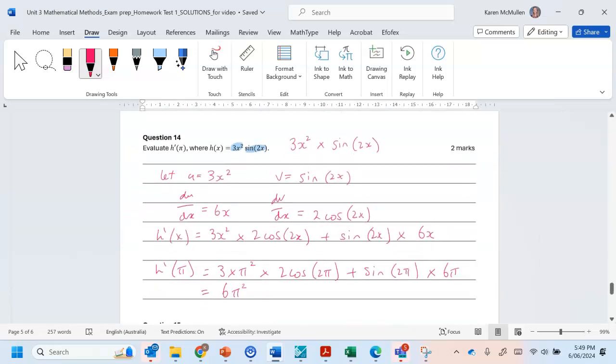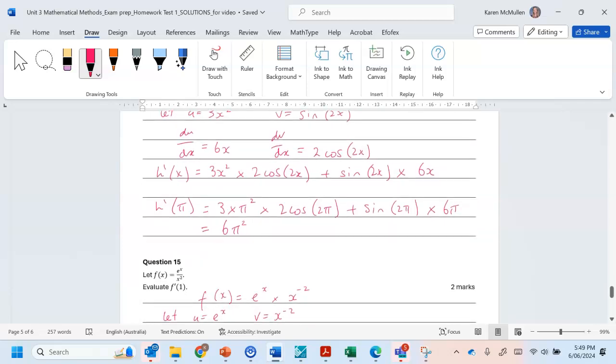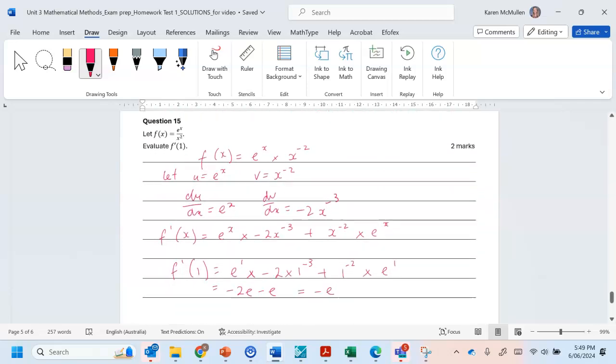So when you've got a product function, you're just letting u equal one of those functions and v equal the other one. This was done really well, even the substituting of pi, knowing your exact values, which was fantastic to see. So 6 pi squared. And the last one was done really well, except for one thing.